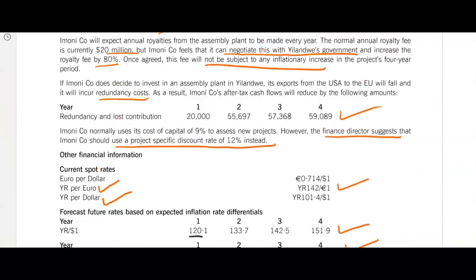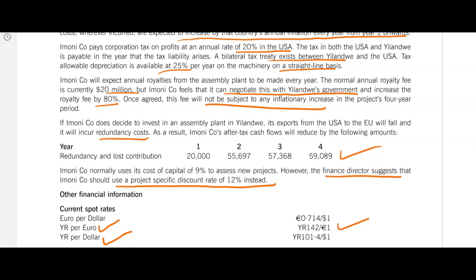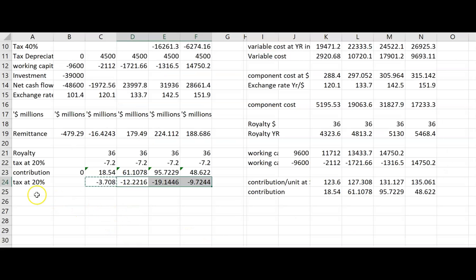Yes. There is one adjustment, that is redundancy cost. But redundancy cost is minimal. It's very marginal. 20,000, 56,000, 57,000, 59,000. It is approximately near to 175,000. When you convert, remember we have done all the data in $1,000,000. When you convert this into millions, it will become 1.175 million. It is immaterial. So we will not consider redundancy cost here. Why? Because it is immaterial.